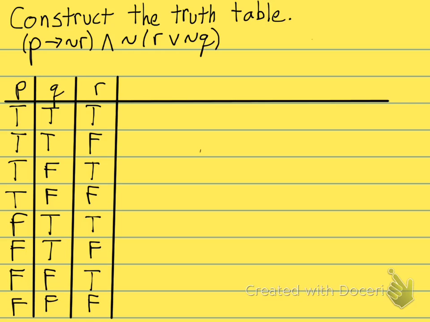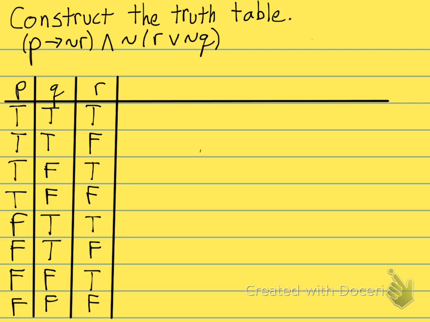Now, we need to start looking at the pieces that make up our statement. We have a conditional inside grouping symbols that we need to work out. We also have this quantity, and that quantity is also being negated. So we're going to need to work that out and then negate it. And then finally, separating everything, we have an and statement. That's going to come at the very end.